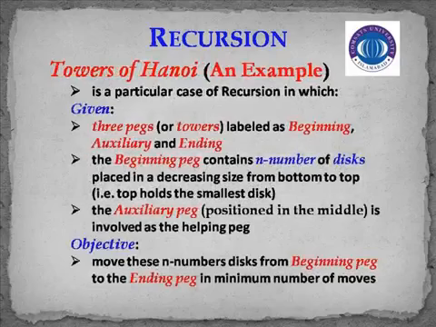Ladies and gentlemen, to further understand the concept in a better way, a particular case of recursion is described, known as Towers of Hanoi, in which 3 pegs are given. These pegs are labeled as beginning, auxiliary, and ending. The beginning peg contains n number of disks placed in decreasing size from bottom to top. The auxiliary peg, positioned in the middle, is involved as the helping peg.